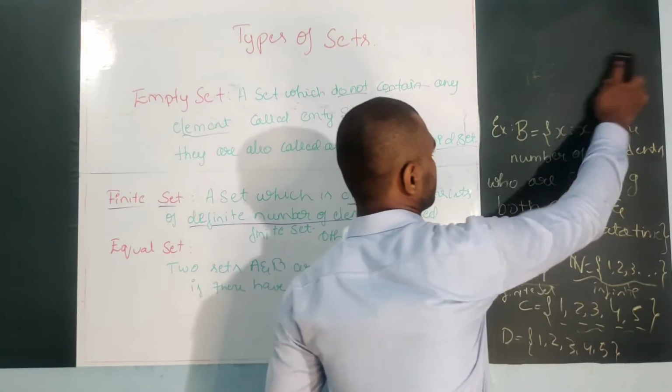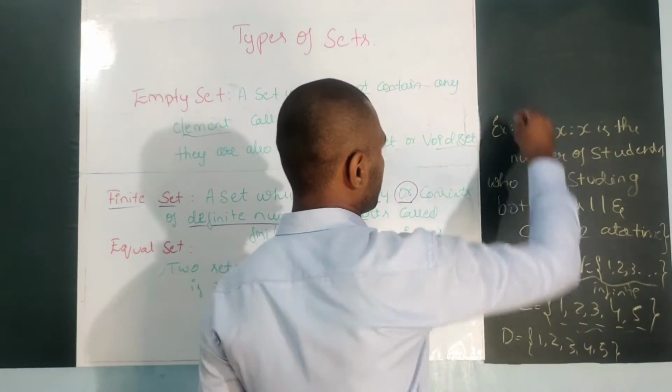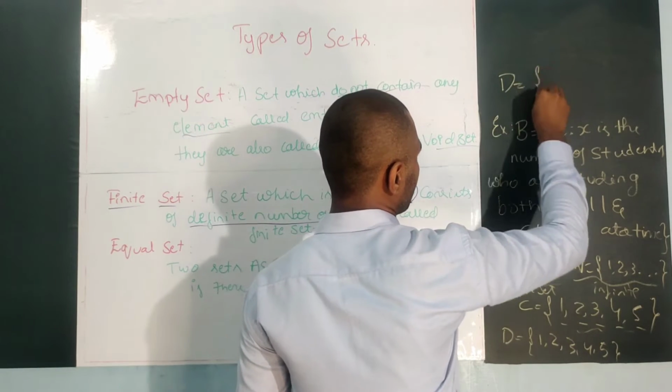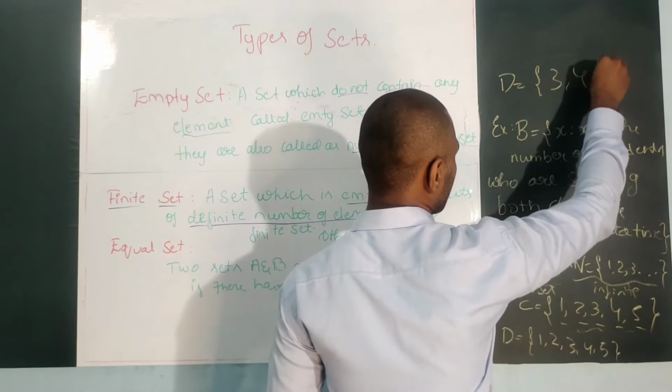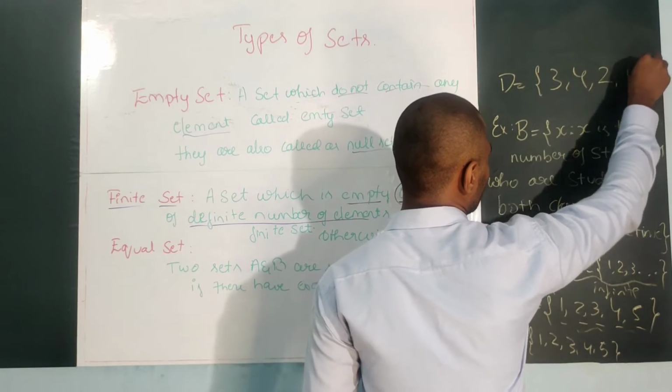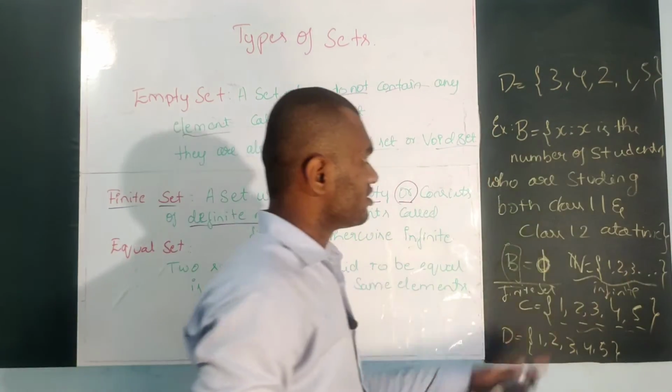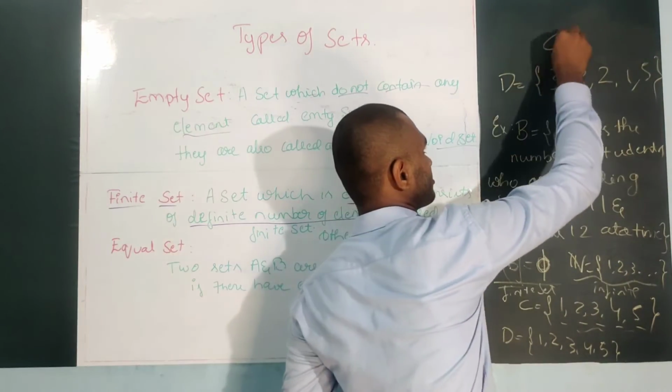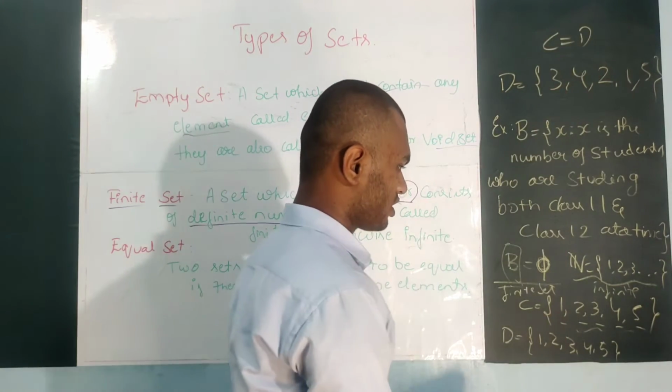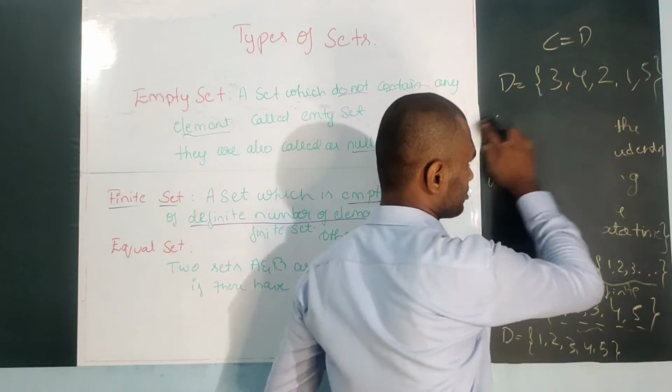If D is equal to 3, 4, 2, 1, 5, is C equal to D? So here, what is C here? I will rub all this.